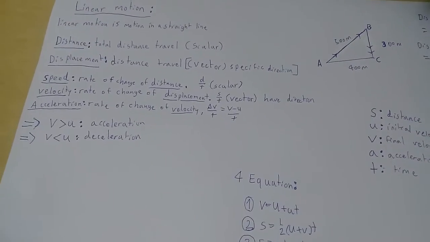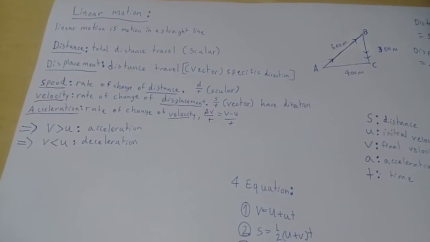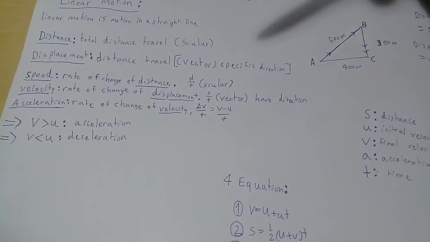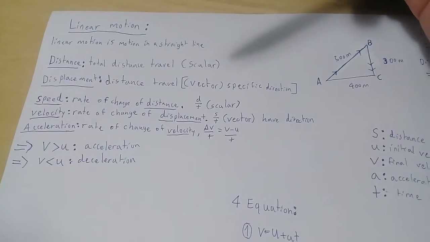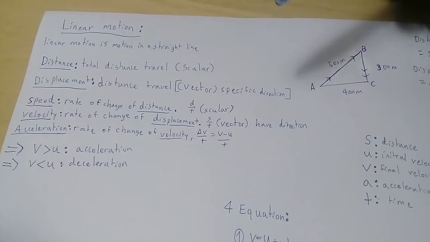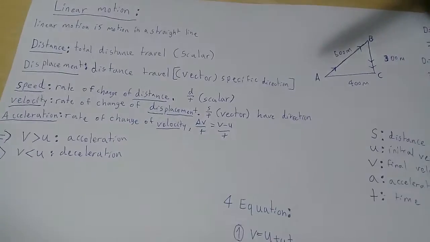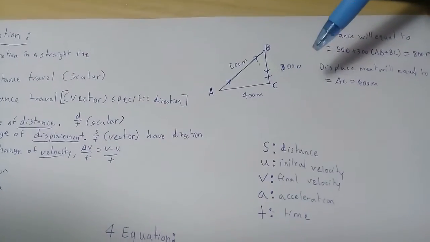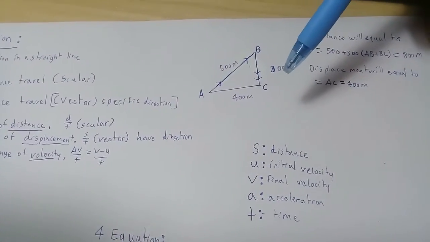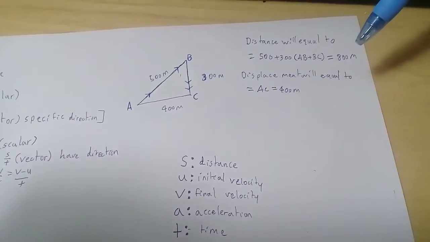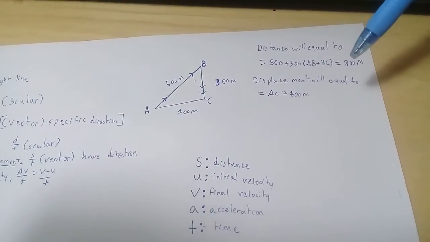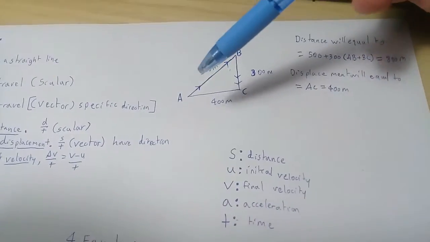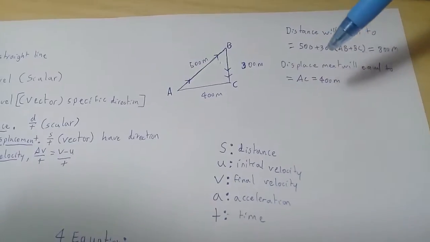First, we need to understand the difference between distance and displacement. Distance is total distance traveled, has no direction, which is scalar. Displacement has a specific direction, so it's a vector quantity. For example, if you want to get from point A to C, and you go from A, B to C, it will be 800 meters, which is the distance traveled. But displacement you count directly from A to C, which is going to be 400 meters.